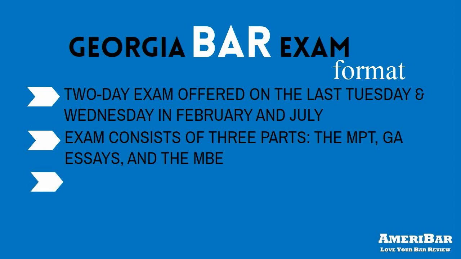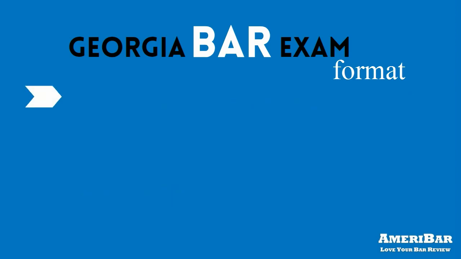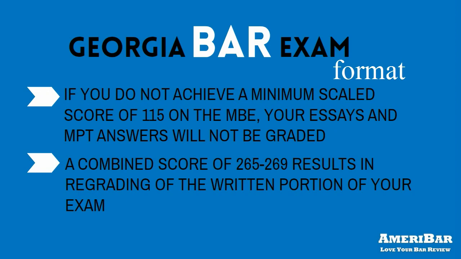A passing score on the Georgia Bar Examination is a total scaled score of 270. If you do not achieve a minimum scaled score of 115 on the MBE, your essay and MPT answers will not be graded. A combined score of 265 to 269 results in regrading of the written portion.